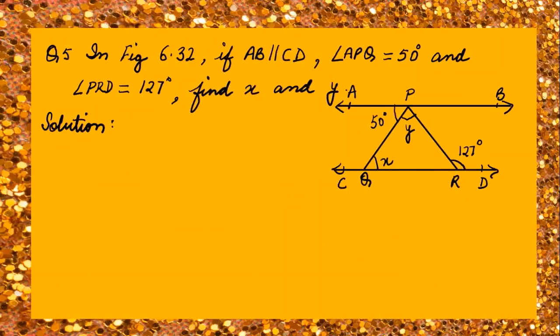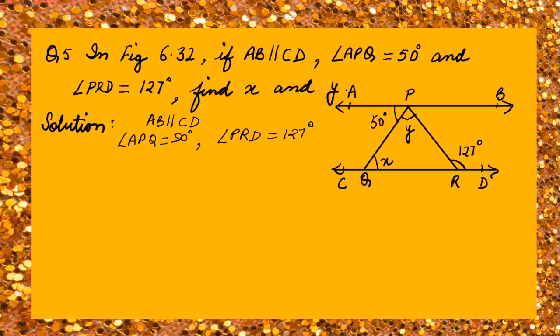Now question number 5 is, in figure 6.32, if AB parallel to CD, angle APQ equals 50 degrees and angle PRD equals 127 degrees, find X and Y. Now what is given? AB is parallel to CD, angle APQ is your 50 degrees, angle PRD is 127 degrees. Now we want to find out X and Y.